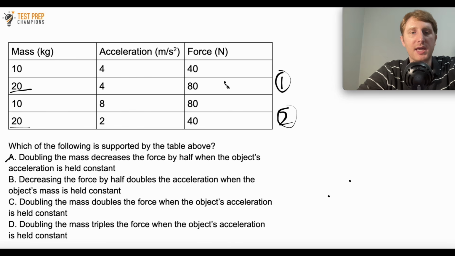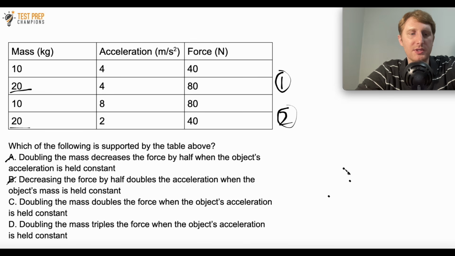So from case 1 to case 2, we see that the force was decreased, right? The force was cut in half. And we see that when the mass was constant, the acceleration was also cut in half. So it's not supported by the table that when the force is decreased by half, the acceleration doubles when the mass is held constant. So we're going to take B out as well.